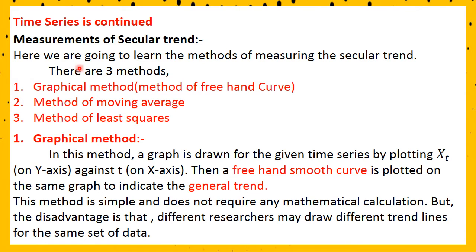is the long-term measurement. There are 3 methods to measure the secular trend: graphical method or method of freehand curve, method of moving average and method of least squares.